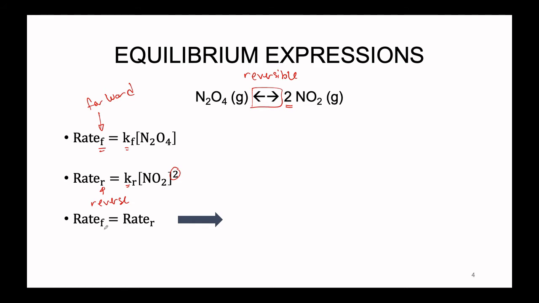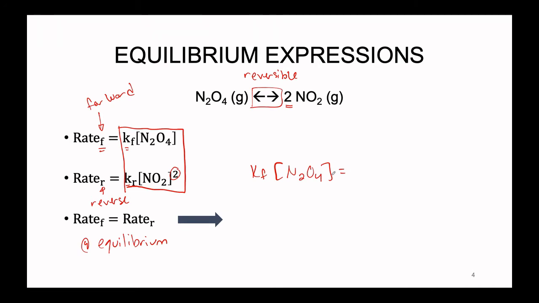For now, let's tie together this last loose end. If your forward reaction rate is equal to your reverse reaction rate at equilibrium, we can also say that our Kf times the concentration of N2O4 is equal to your rate constant Kr times the concentration of NO2 squared. So we're going to set that up: Kf times the N2O4 concentration is equal to our Kr times the NO2 squared concentration.